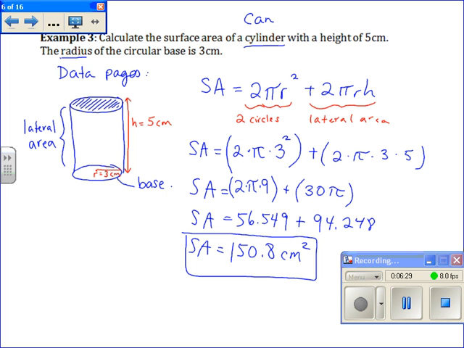Okay, and there's my answer for this one. So the trick is recognizing the type of object you have. Drawing yourself a diagram if you don't have one is really useful. Finding our formula, and then really plugging in the values that were given into our formula. And the rest is just calculating. Let's do another example.